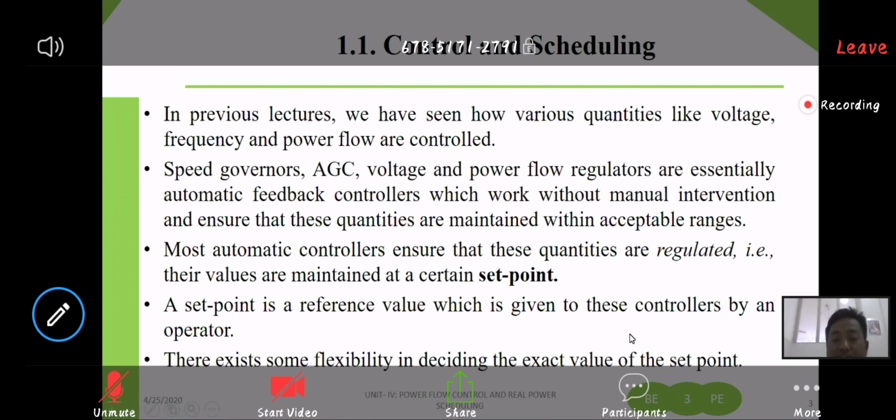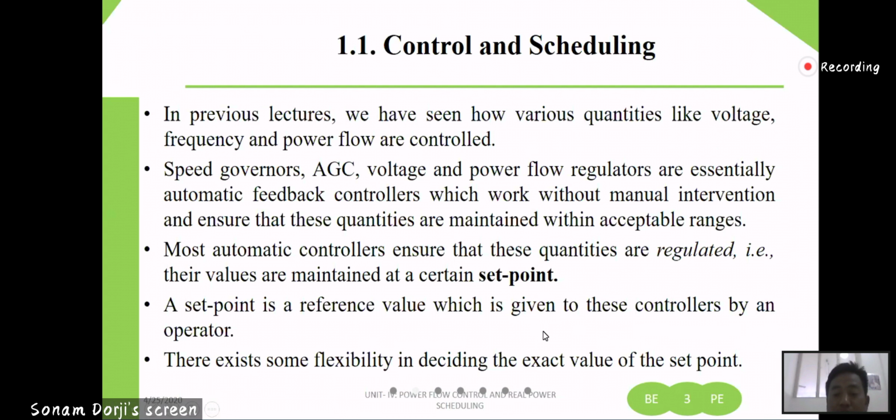So I say 50 hertz is an exact value, or 1 per unit voltage is a set point. But some operator may say that 1.02 per unit will also be fine for voltage. Okay, so there is some flexibility. But if you set 1.01 or 1.05 per unit, it should not go beyond a certain range, which is dictated by a certain curve which we have learned earlier, like the generator capability curve. Okay, which we will see.